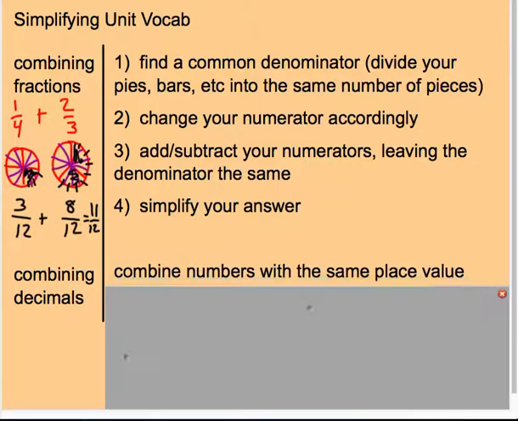Combining decimals. Combine numbers with the same place value. That is it. Most of you learned how to combine decimals by lining up the decimal point and adding top to bottom. I'm going to show you a slightly different method today.